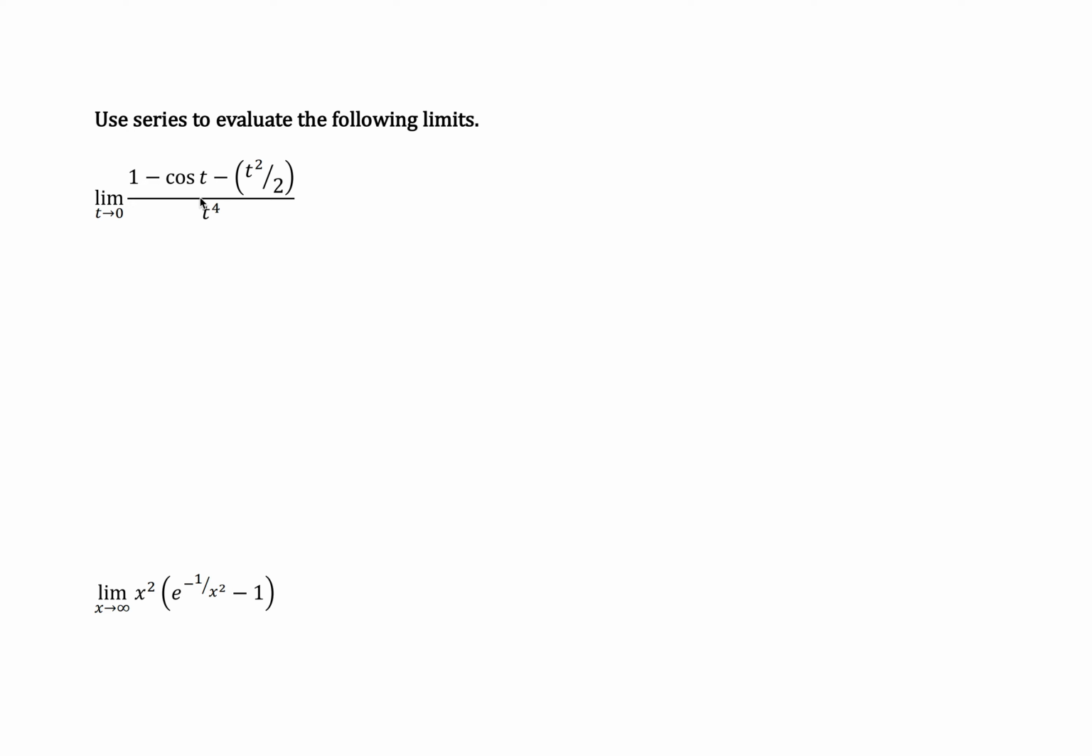Now we're going to look at a couple examples where we're going to use series to evaluate some limits. So from a previous section, we know that we can rewrite cosine t as a series, and I'm going to do that here in just a moment. For the first one, we're asked to find the limit as t approaches 0 of (1 minus cosine t minus t squared over 2), and then that whole thing over t to the 4th power.